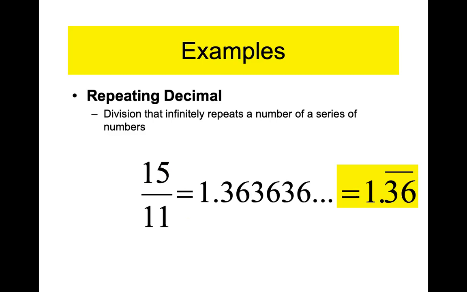But for this one, they give you an improper fraction. I think it would take you longer to turn it into a mixed number first. Plus, you could make a mistake on that step as well, too. So I would probably just divide 11 into 15.